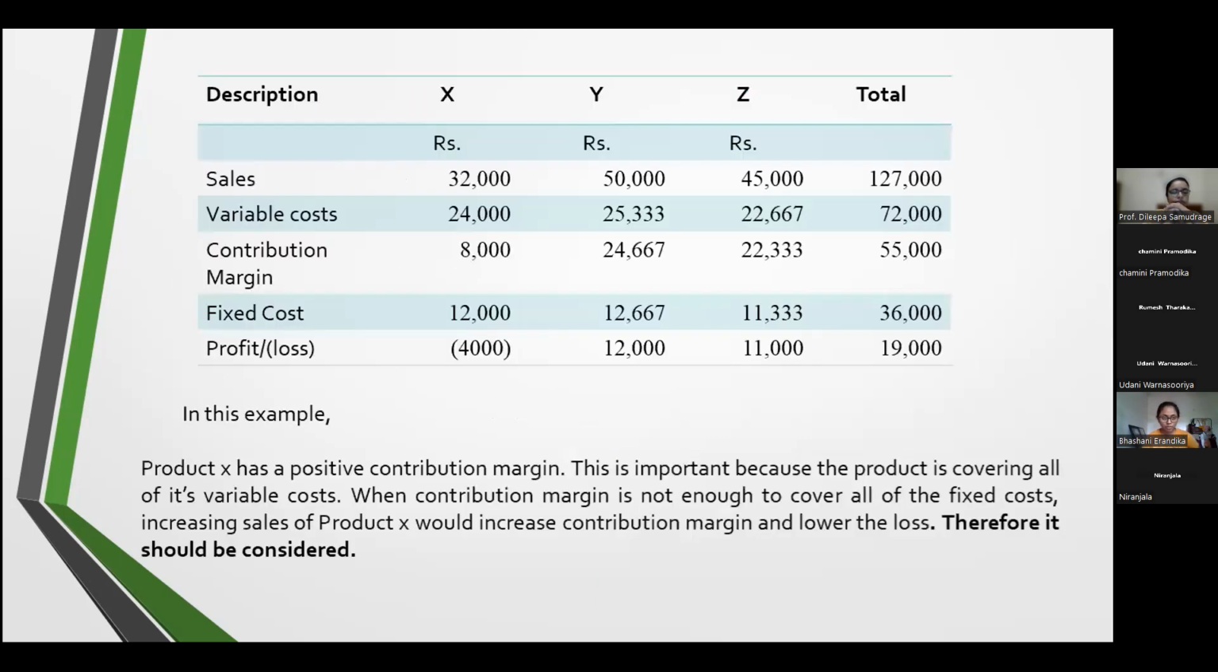Shall we move to the example? In this example, when we consider the profit and loss, we can identify that product X has lost rupees 4,000. But X has a positive contribution of rupees 4,000. That means product X is covering all of its variable cost and part of its fixed cost, even though product X is making a loss. So therefore, we should continue product X.